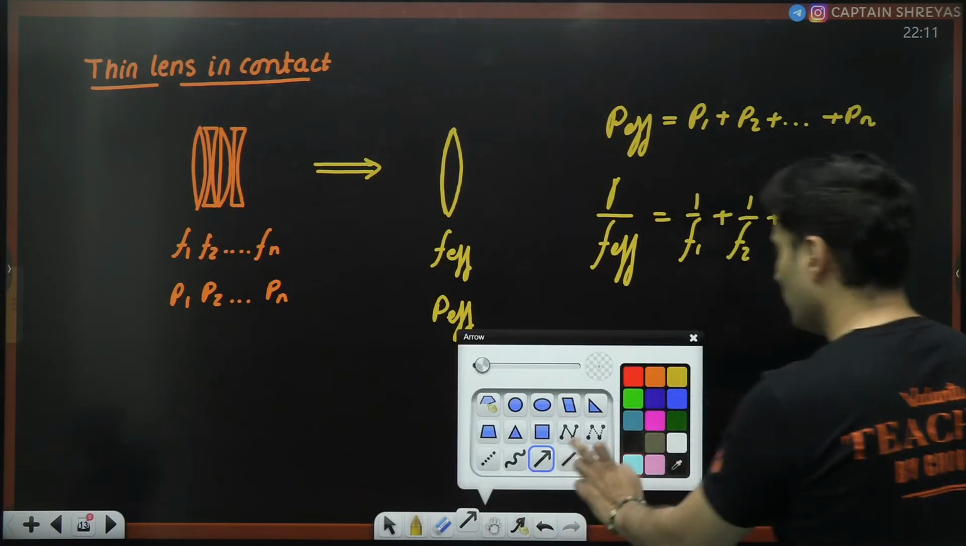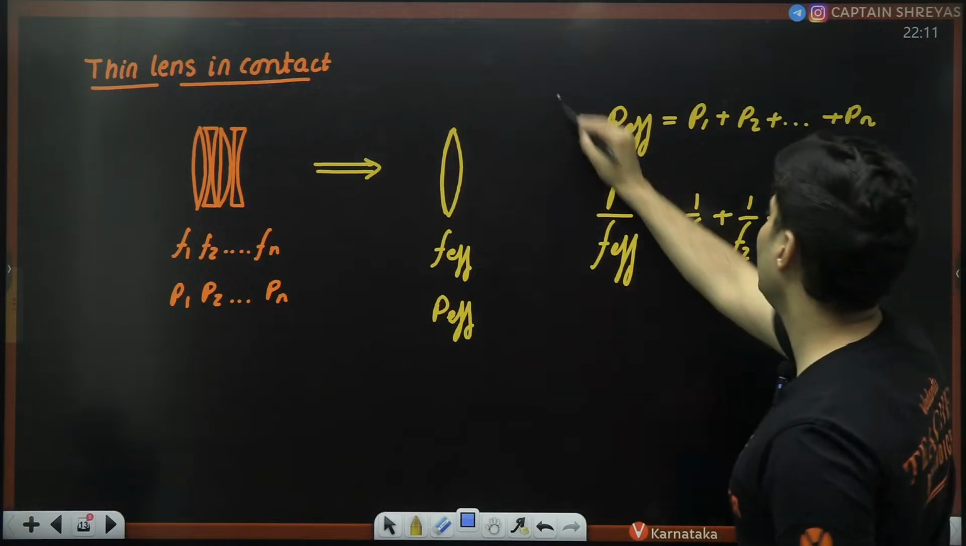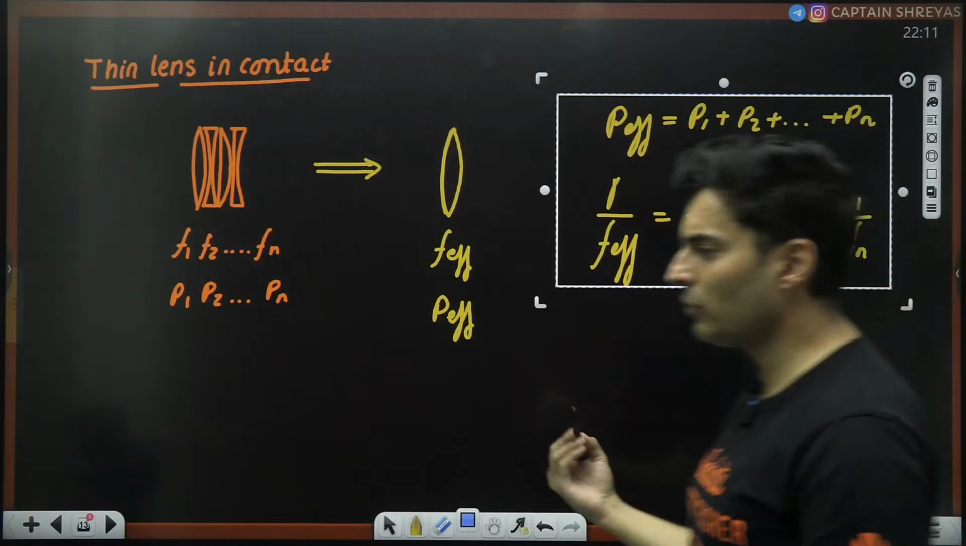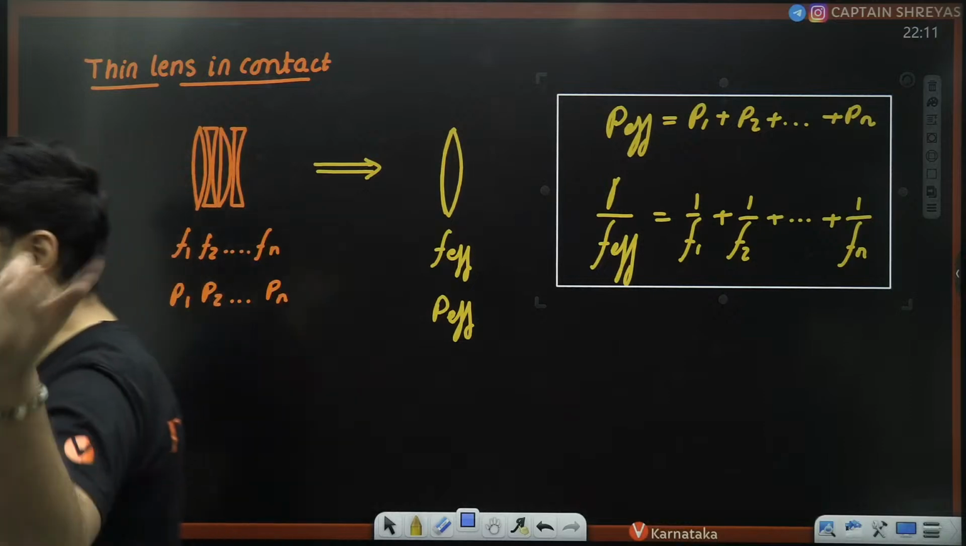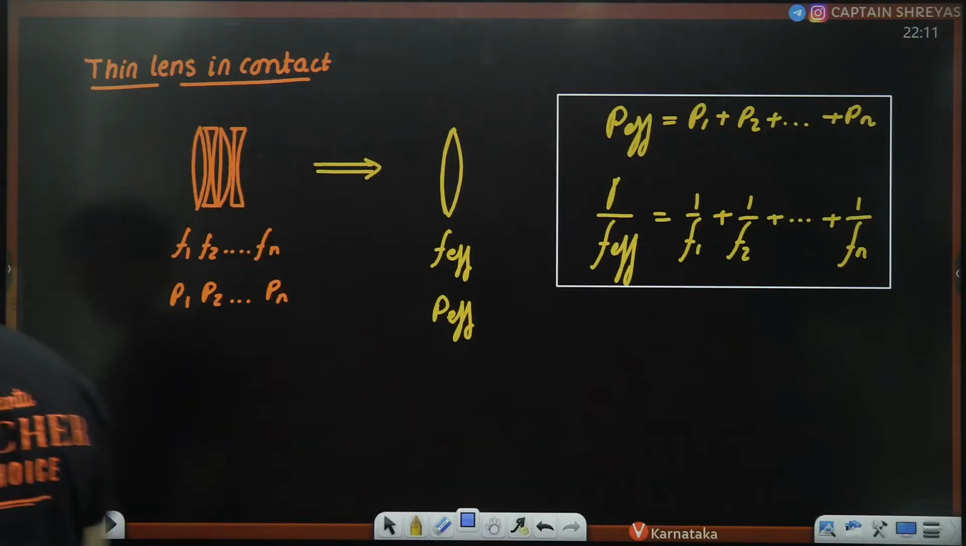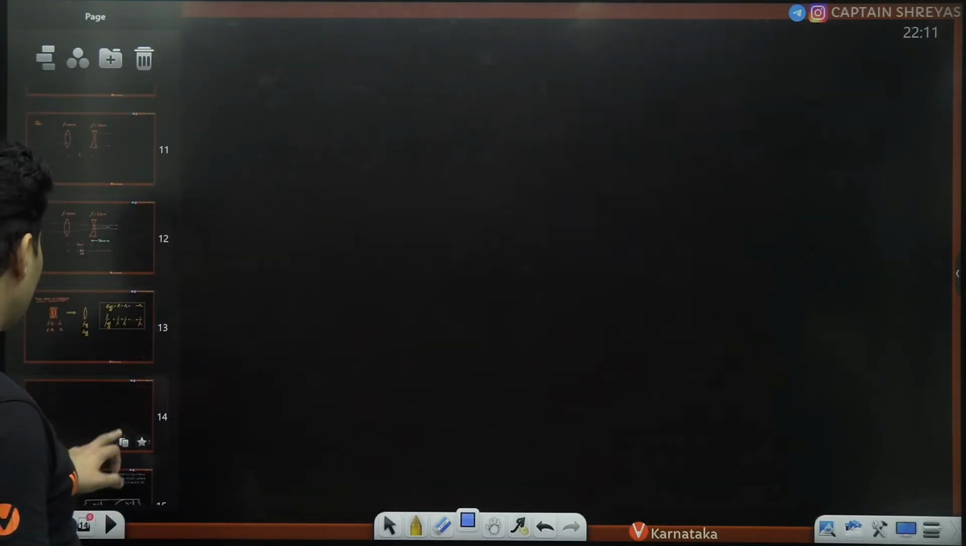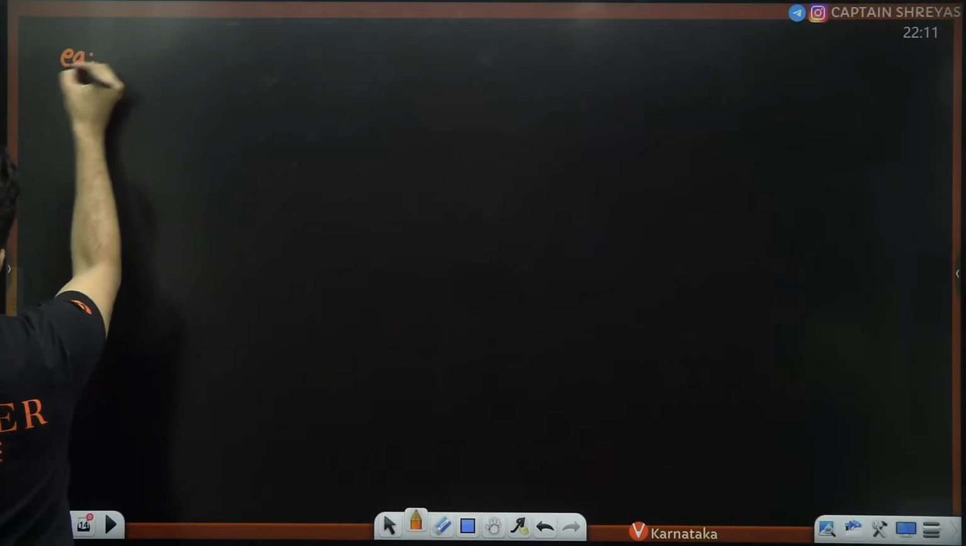So this is what you will do when you have multiple thin lenses in contact, 2, 3, 4, 5, etc. Powers add, but focal length reciprocals will add. One of the most famous questions on this is this one. Let's take an example.